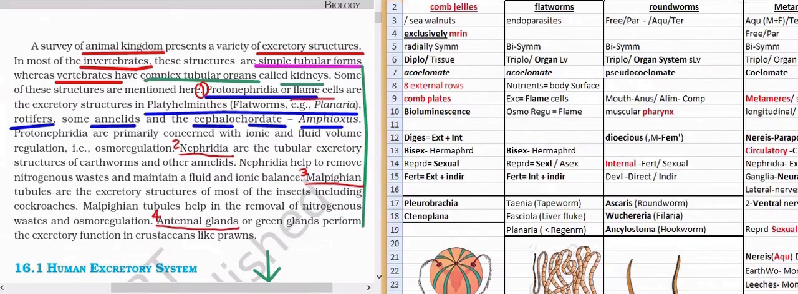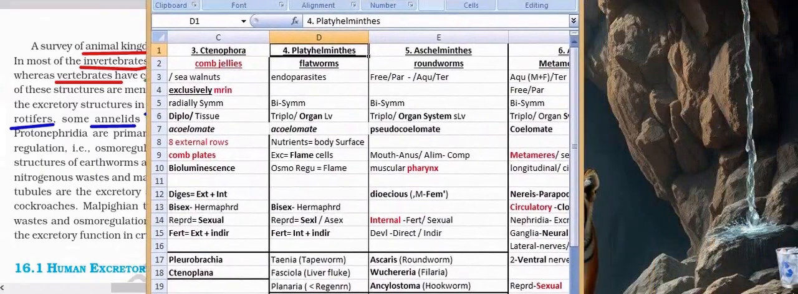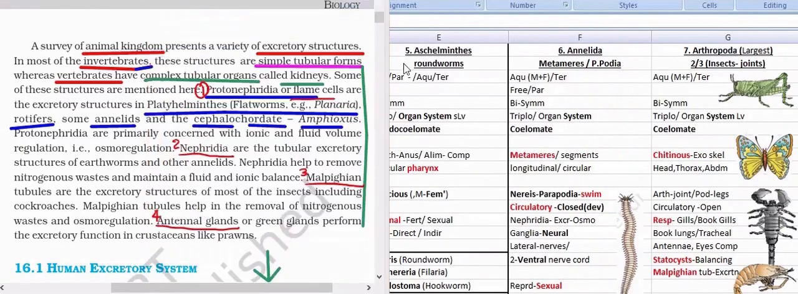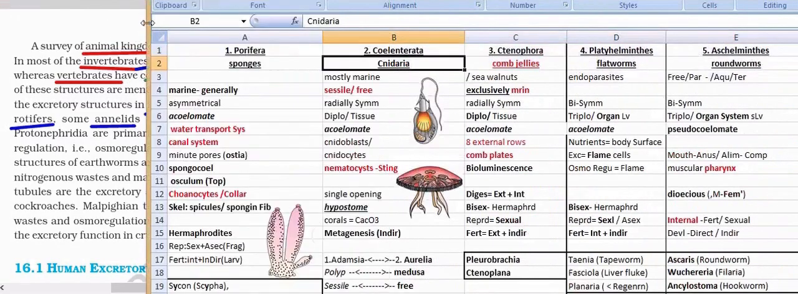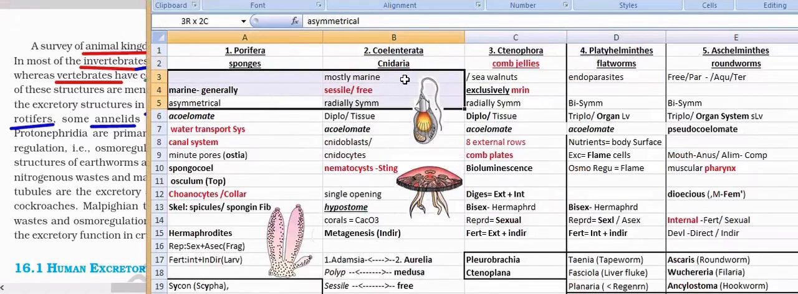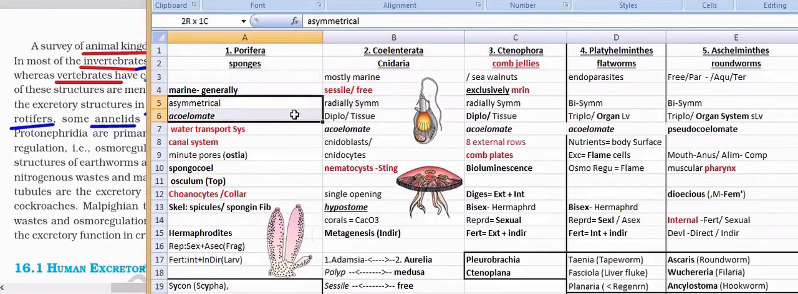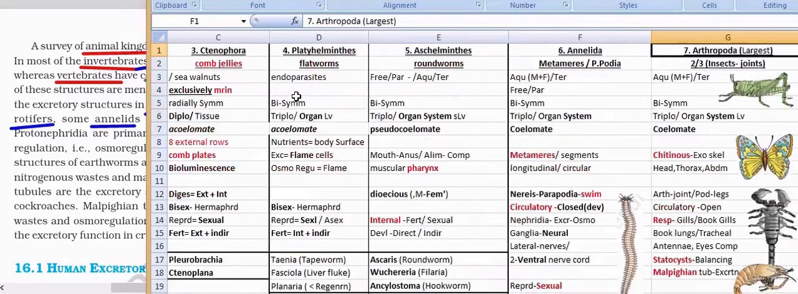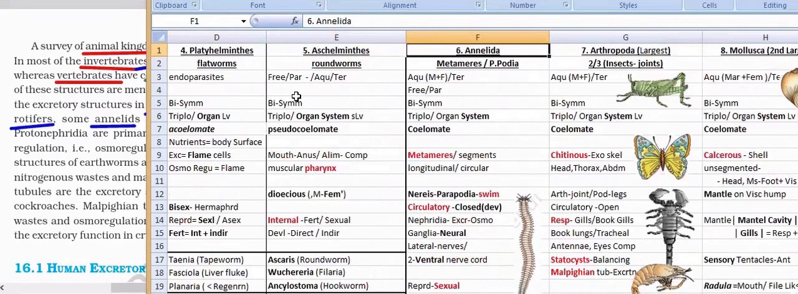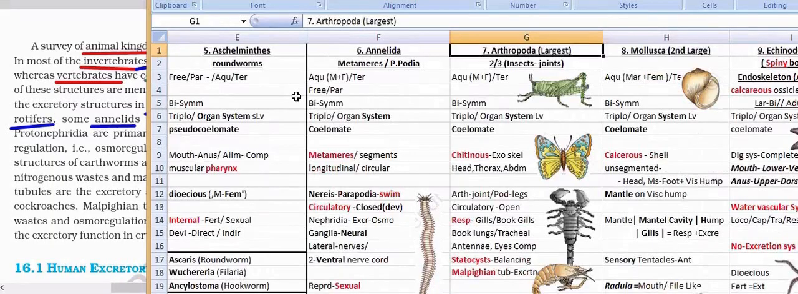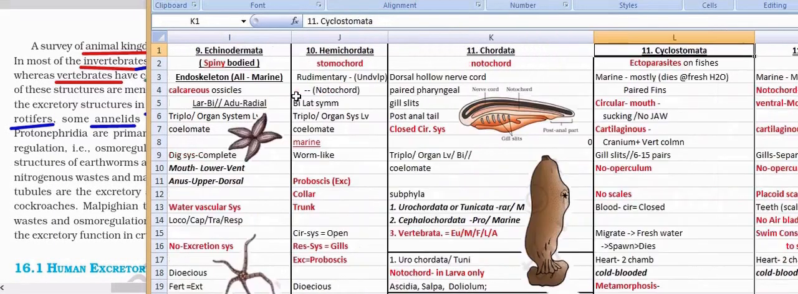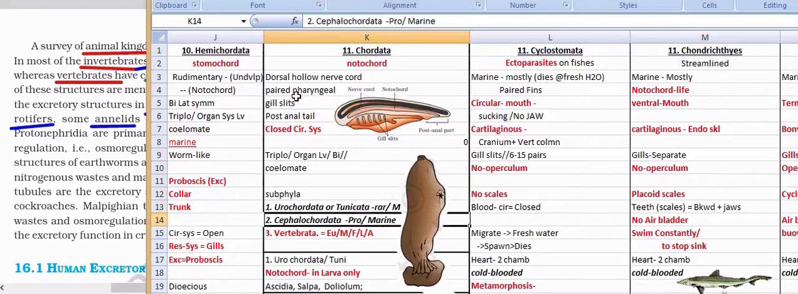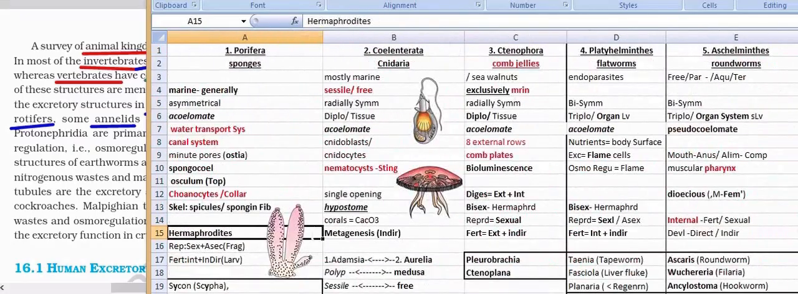If you see the kingdom's phyla: Porifera, Coelenterata, then Ctenophora. The fourth one is Platyhelminthes, which we are going to discuss. Next, annelids, Arthropoda. All of these belong to invertebrates. Later we'll discuss the chordata, and cephalochordates also. We'll see this soon.